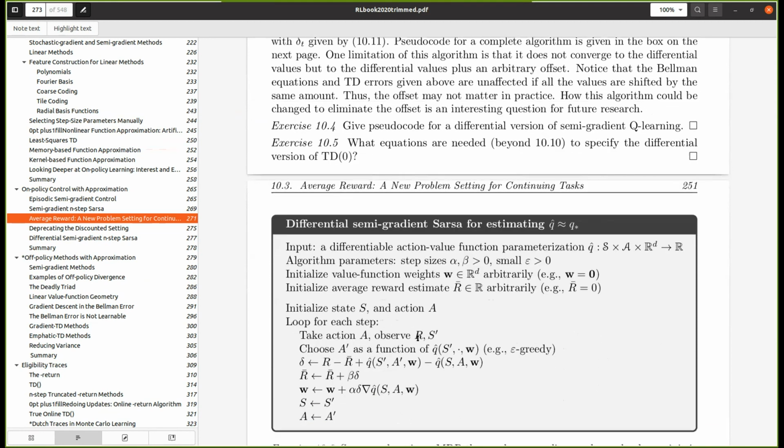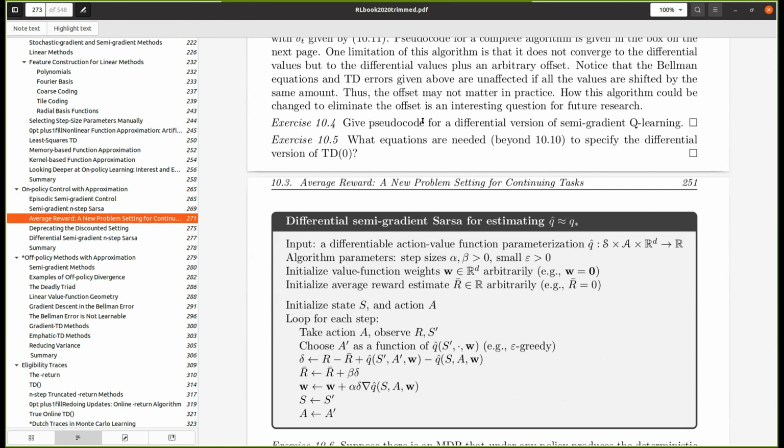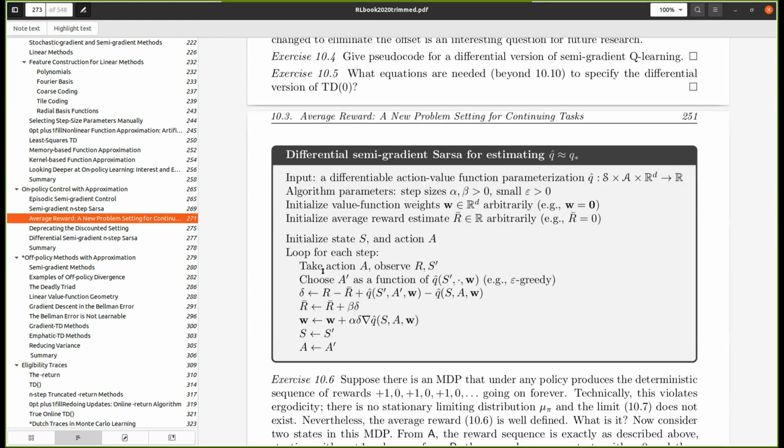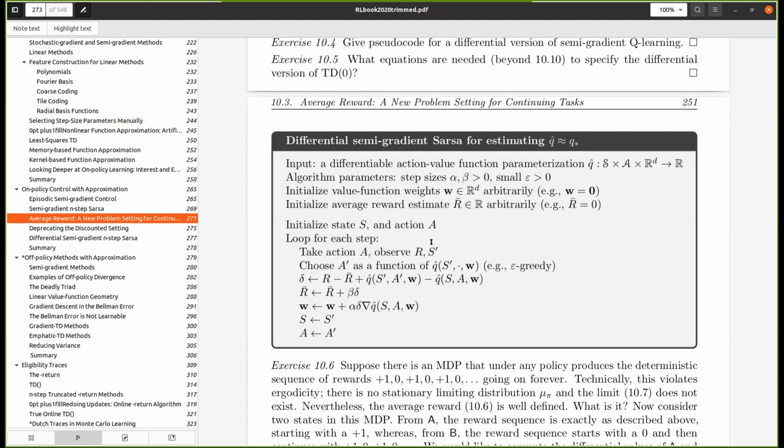Okay, and let's have a look at the exercises again. So a pseudocode for the differential version of semi-gradient Q-learning. As you remember, in Q-learning, instead of using a sampled action, we use a greedy action in this place here. So our TD error will be changed in a way that this time instead of using this sampled action for the update, we use our greedy action here. And otherwise, I think it will be the same, right? Yep. Okay, so that I think should be clear.